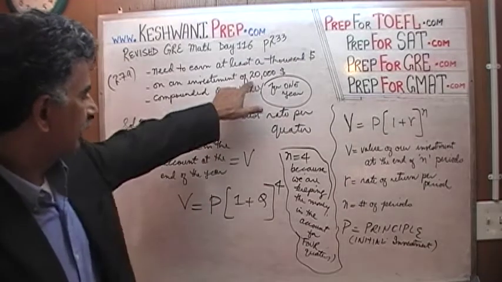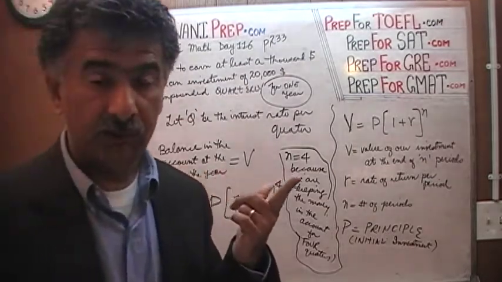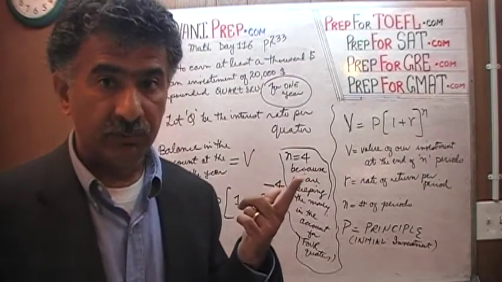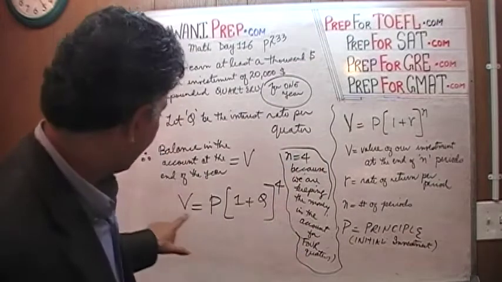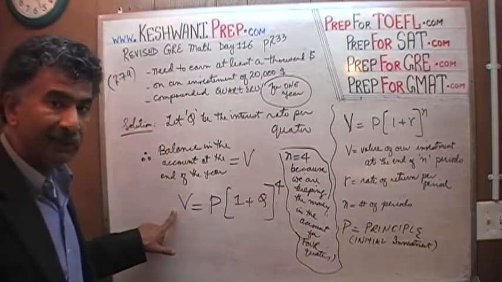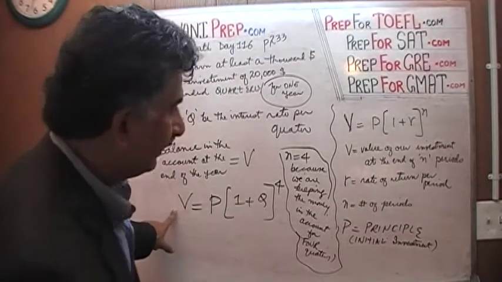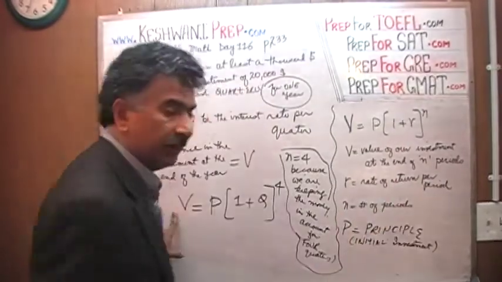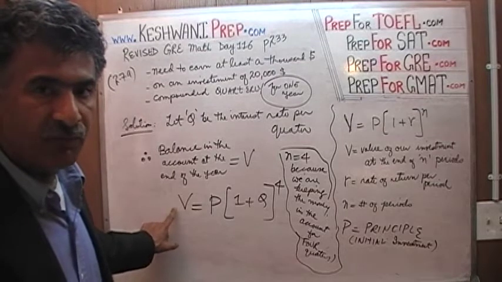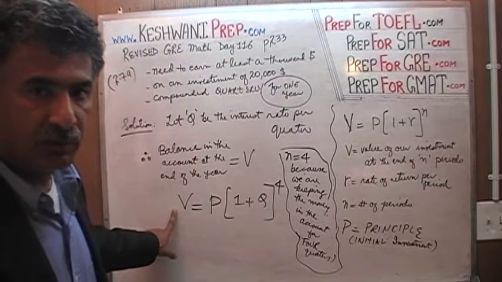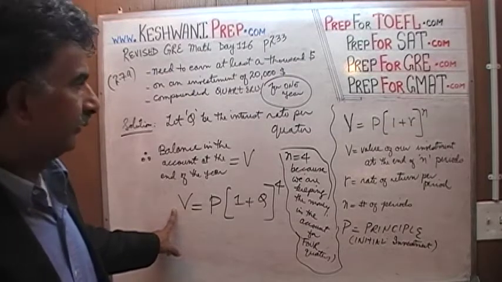Our initial investment is $20,000, and how much does he want at the end of the year? Well, he wants to earn $1,000 in interest, which means if he starts out with $20,000, at the end of the year he wants to walk out of the bank with $21,000 in his pocket. So that's our V. V is the value of our investment at the end of the n periods. At the end of the 4 quarters, he wants the value of his investment to turn from the initial $20,000 into $21,000. Hence the $1,000 in interest.